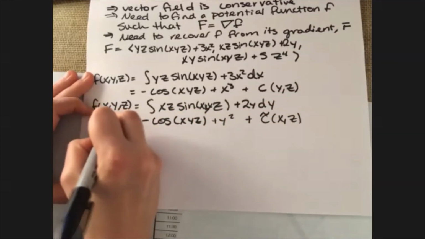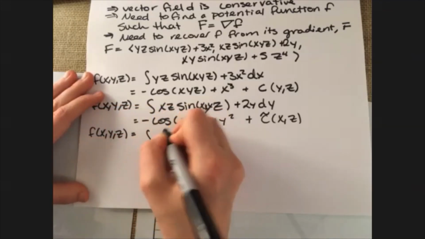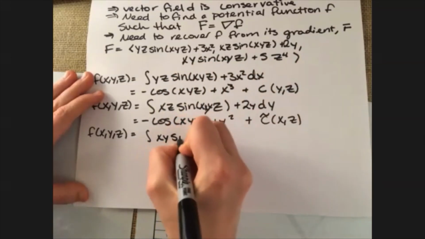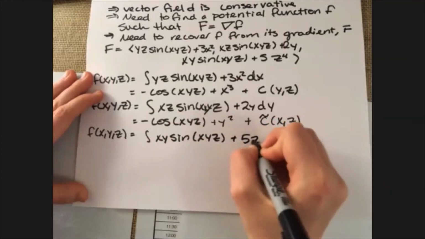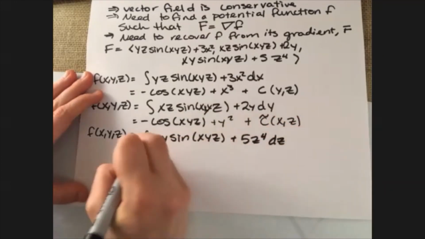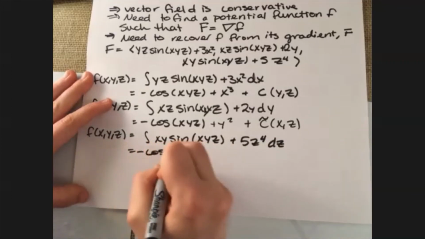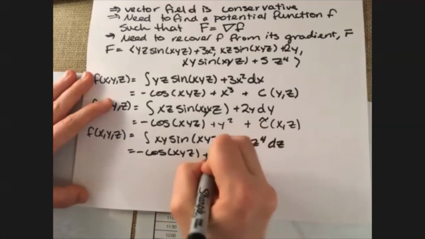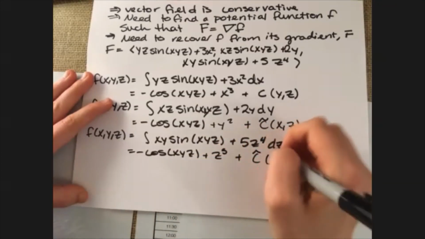And finally, we complete this picture using our integral with respect to z of our z component. So the integral of xy sine of xyz plus 5z to the 4th dz. And what we get out of that is, again, the negative cosine xyz, but this time we're going to add on to it z to the 5th, plus some unknown function in terms of x and y.